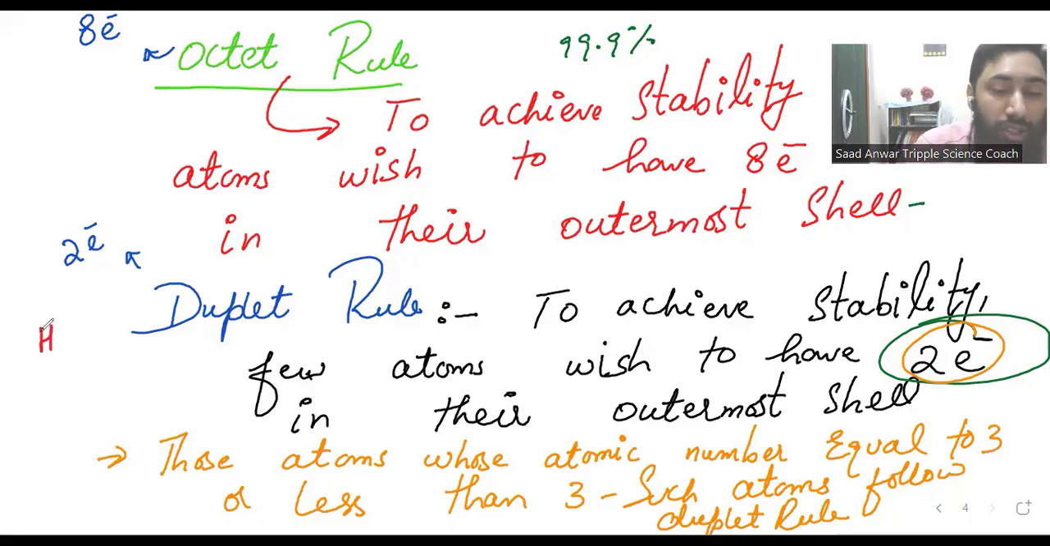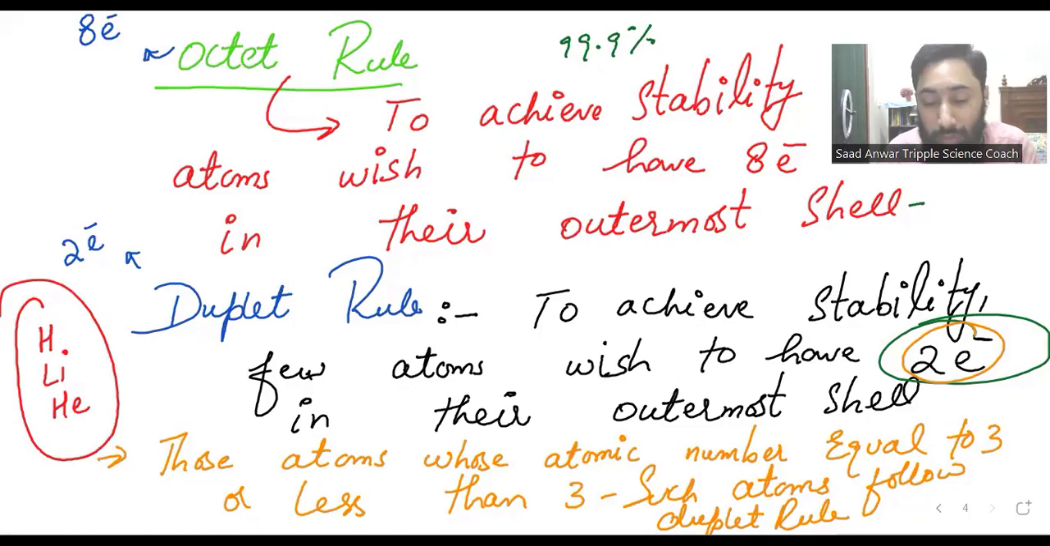So guys, hydrogen, lithium, helium, just these three atoms follow the duplet rule. It means hydrogen, lithium and helium want two electrons only in their outermost shell, while all other elements of the periodic table want eight electrons in their outermost shell. As I have written, atoms whose atomic number is equal to three or less than three follow the duplet rule. For the octet rule, remember guys, those atoms whose atomic number is greater than three follow the octet rule.